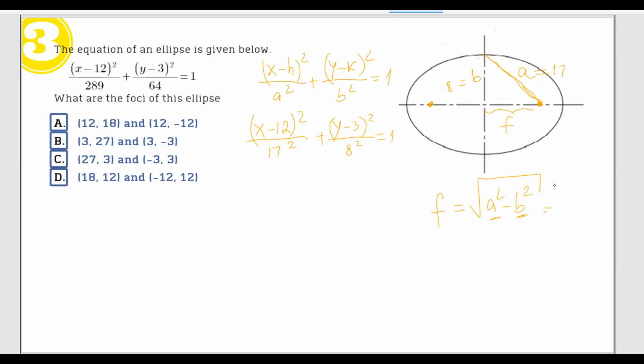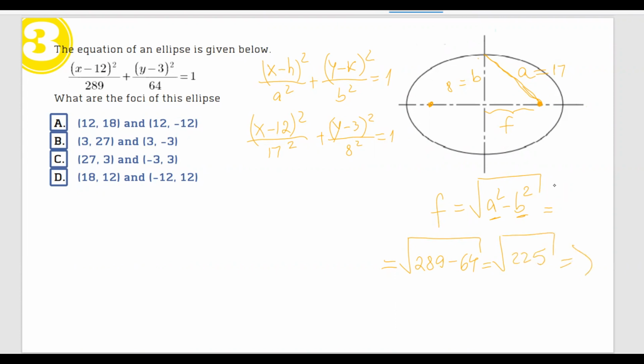Now, when we plug this into the formula, we are still going to work with the squares. So the focal distance equals the square root of 289, that's A squared, minus 64, this is B squared. So I get the square root of, let me do a quick math, 289 minus 64, which is 225. And this results in my focal distance being 15.